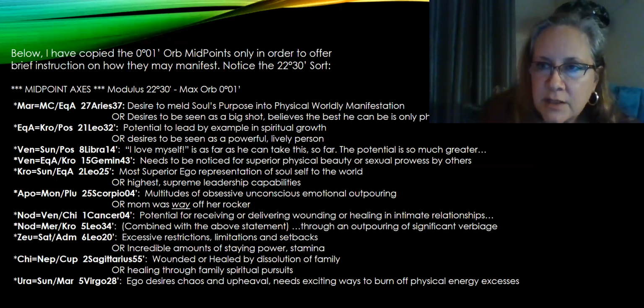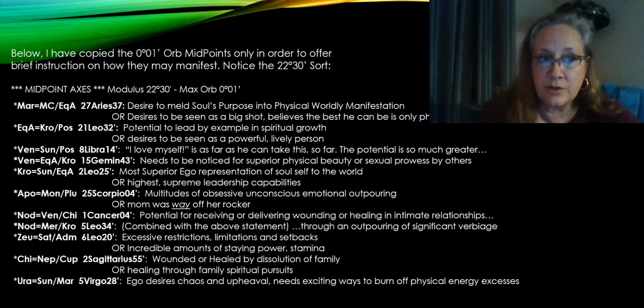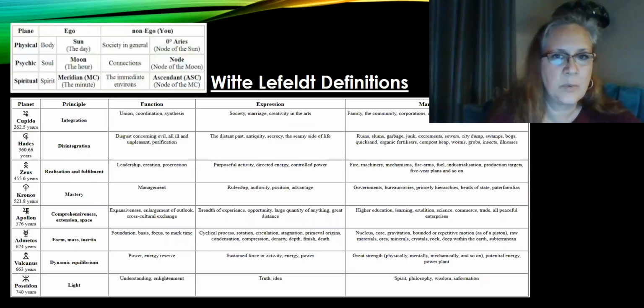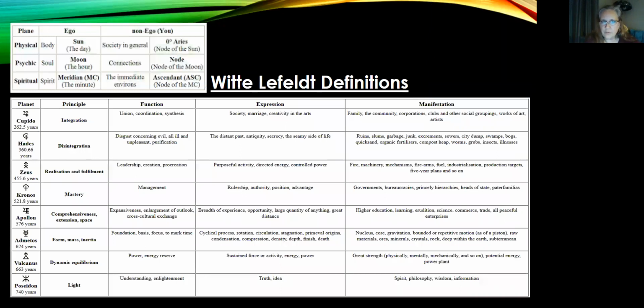And then Uranus equaling Sun Mars. Ego desires chaos and upheaval, needs exciting ways to burn off physical energy excesses, which doesn't have anything to do with the Trans-Neptunians, but that's just one way you can read that midpoint. It looks to me like we're narrowing down on time. I probably got about 10 minutes or less, so I am closing up here.